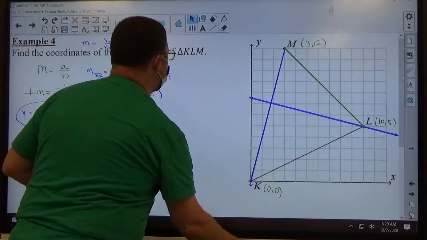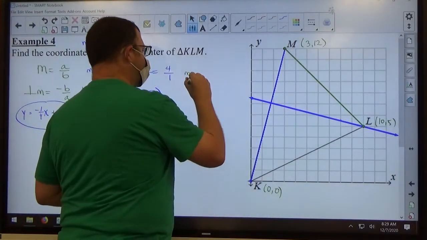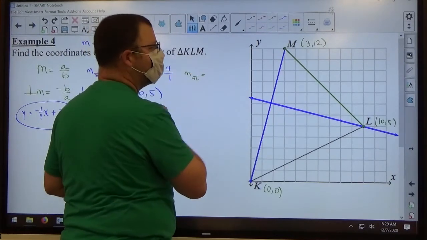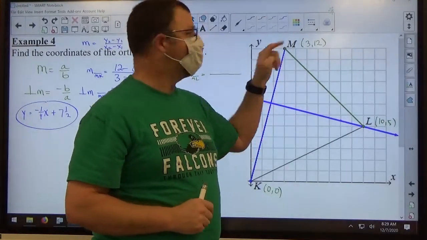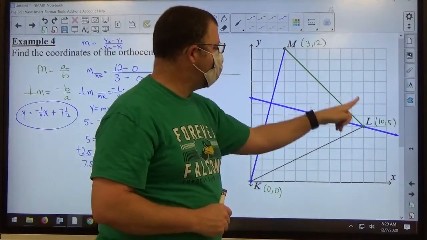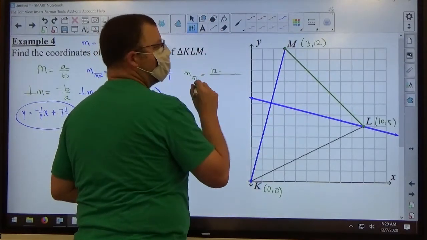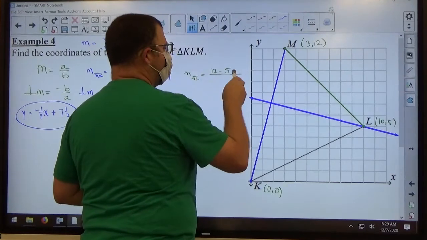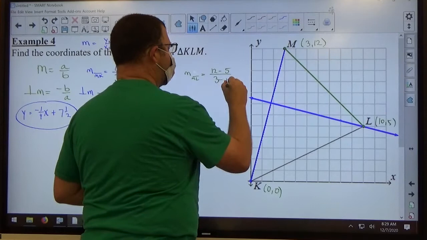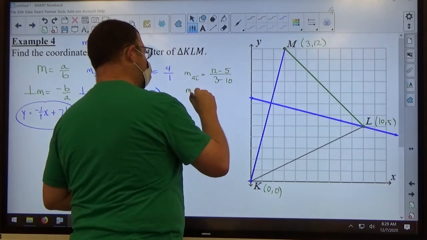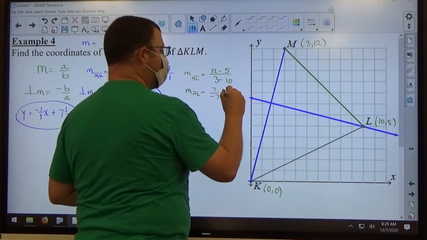If I start with my slope formula, the slope for line ML, for segment ML, is going to be, I'm going to call this point 2, call this point 1. Again, it doesn't matter which one's which. So for second x, second y, first x, first y. So it's the second y 12 minus the first y 5 over the second x 3 minus the first x 10. So the slope of ML is going to be positive 7 over negative 7, which is negative 1 over 1.